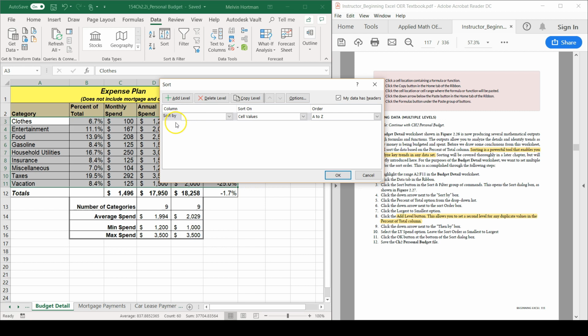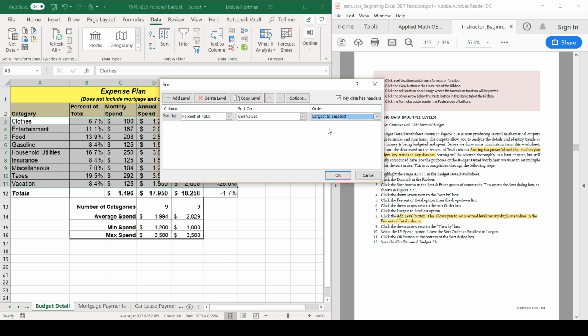So in the first section it says Sort By. Well, what we're going to sort by first is the percent of total. And instead of going from smallest to largest, we're going to go from largest to smallest in the order section. What we want to sort on is the cell values. So what this sorting option is going to do is it's going to show us the data with the percent totals sorted out, largest to smallest.